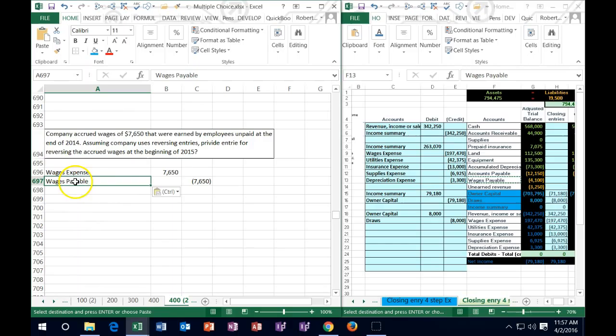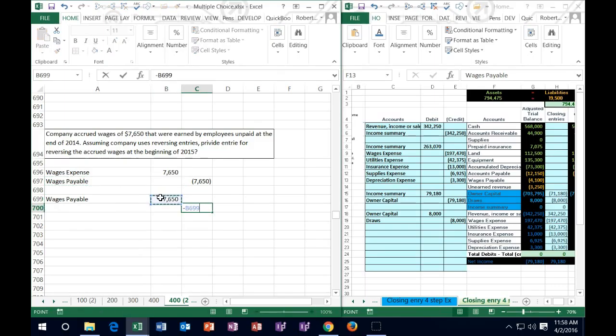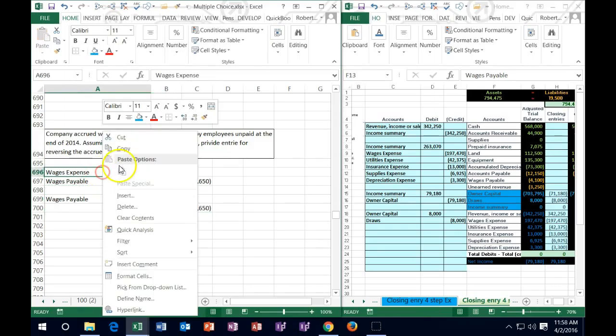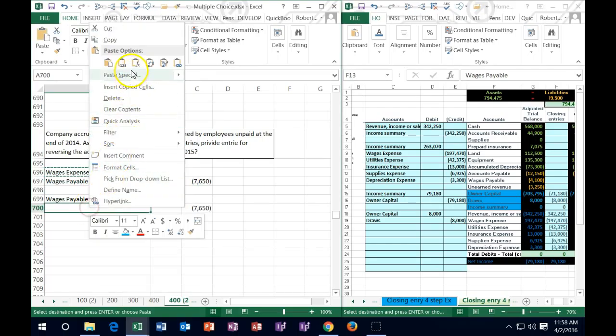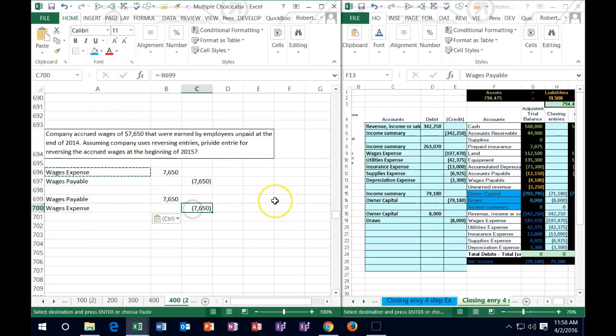So we're just going to take this exact journal entry and just reverse it. We'll just copy and paste. We're going to debit the 7,650, and we're going to credit wages expense. And that will bring the payable back down to 0, and it'll actually have a negative expense. And again, this should look funny. We shouldn't be crediting wages expense. Why would we do that?